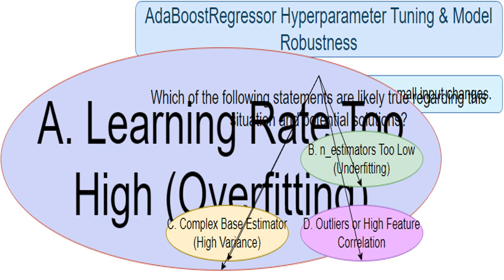A high learning rate means each individual learner has too much influence on the final prediction. Think of it like this. Each learner is shouting their opinion, and the final decision is overly swayed by a few loud voices. This can cause the model to focus too much on the training data, overfitting, making it sensitive to minor input changes. Reducing the learning rate helps each learner to have a more moderate impact, leading to a more robust prediction.